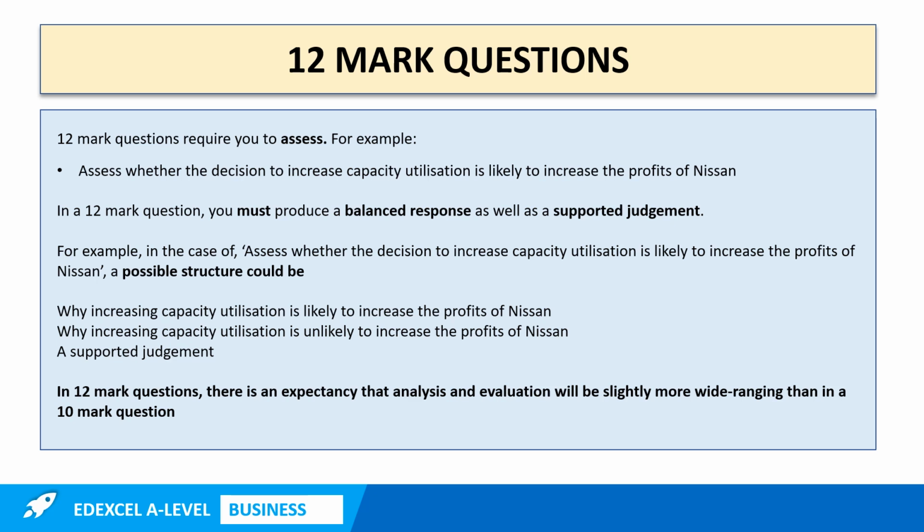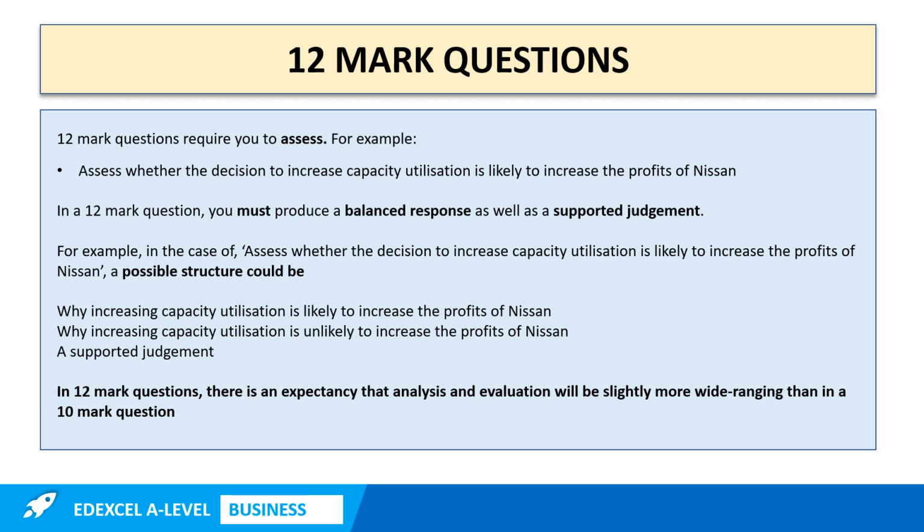For example, assess whether the decision to increase capacity utilization is likely to increase the profits of Nissan. In a 12-mark question, you must produce a response that is balanced and you need a supported judgment at the end. A possible structure could be why increasing capacity utilization is likely to increase the profits of Nissan, why increasing capacity utilization is unlikely to increase the profits of Nissan. There's our balance, a supported judgment.